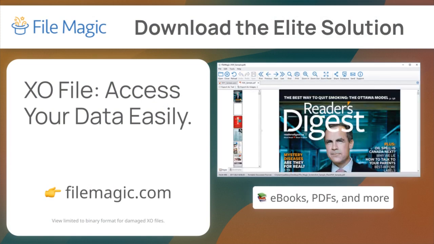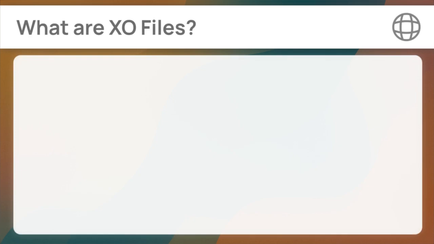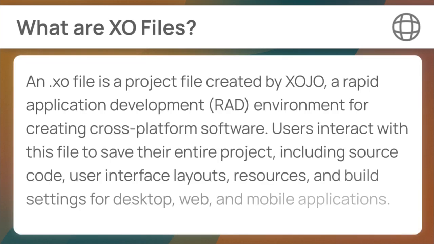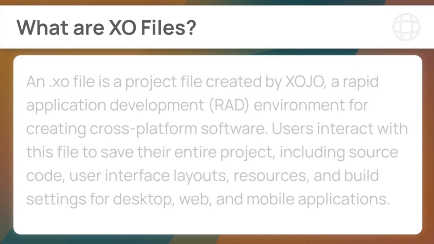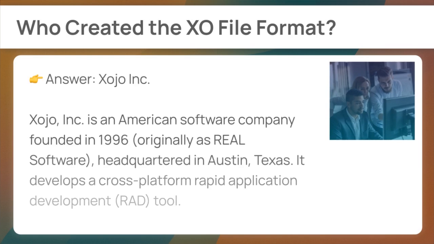First, the simple methods. An XO file is a project file created by Xojo, a rapid application development (RAD) environment for creating cross-platform software. Users interact with this file to save their entire project, including source code, user interface layouts, resources, and build settings for desktop, web, and mobile applications.